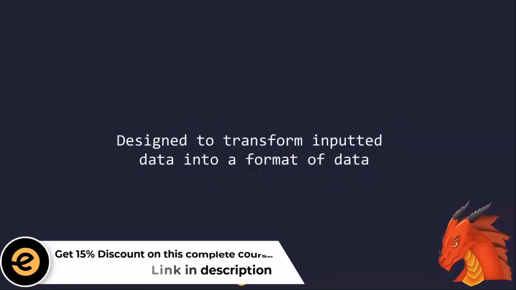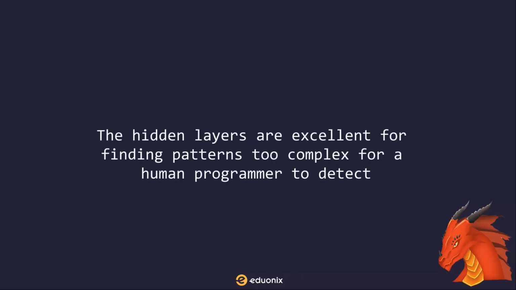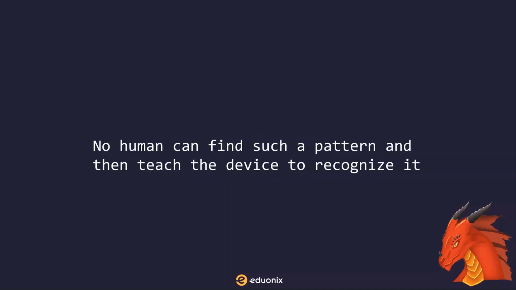These layers are designed to transform inputted data into a format of data that can be used by the output layer. The hidden layers are excellent for finding patterns too complex for a human programmer to detect. Effectively, this means that no human can find such a pattern and then teach the device to recognize it.